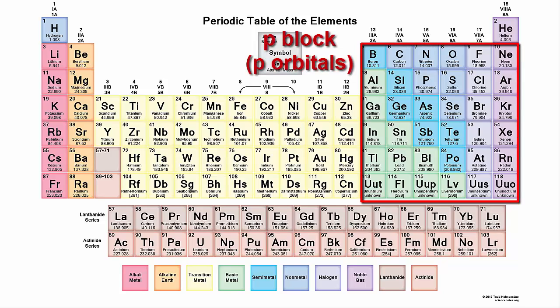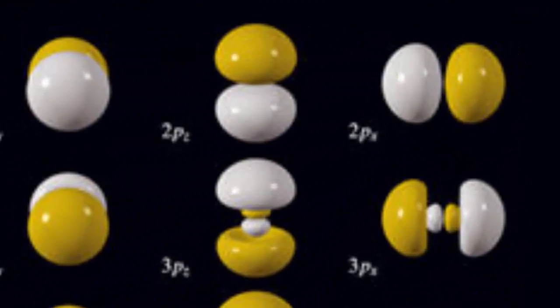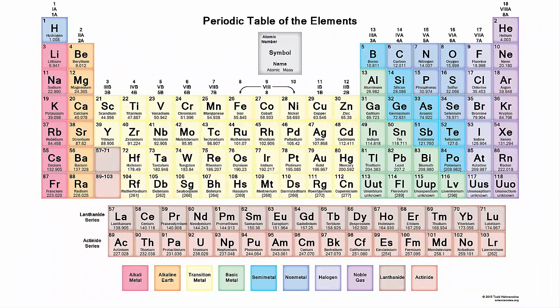Then we move to the P block. It starts in the second row. The P block is filled with P orbitals. Each row of the P block contains 3 P orbitals. Each P orbital can hold 2 electrons for a total of 6 more electrons per row.